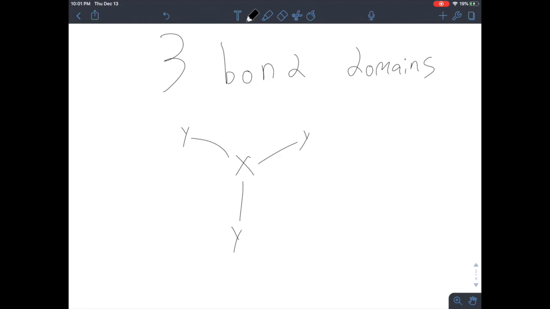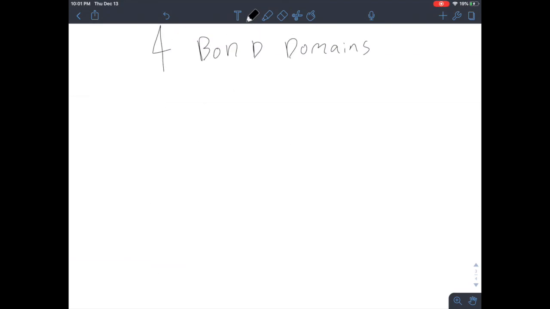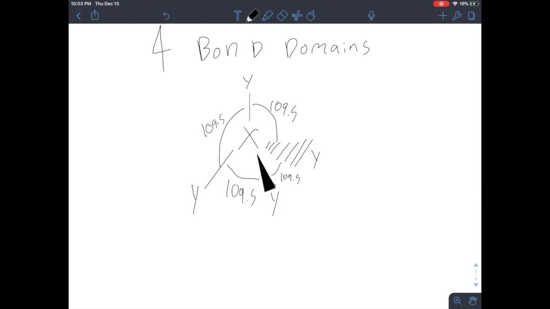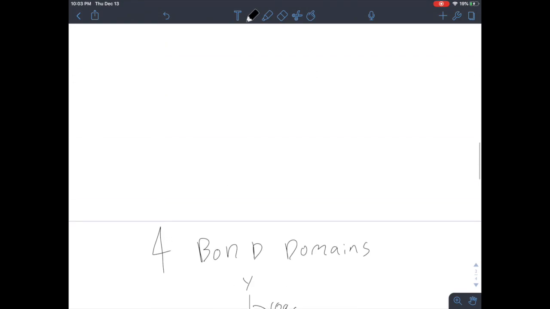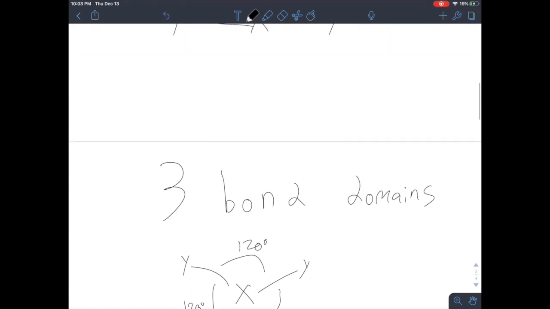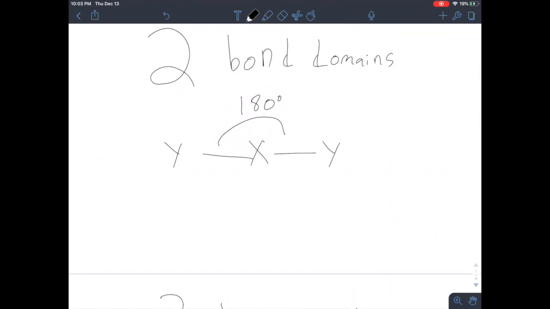So the bond angle will be smaller than 180 degrees. In fact, it'll be 120 degrees. With 4 bond domains, the atoms have even less space than before. So the bond angle between each of them will be 109.5 degrees. However, these three examples do not take into account double bonds and lone pairs, which would affect the bond angles of each individual bond.